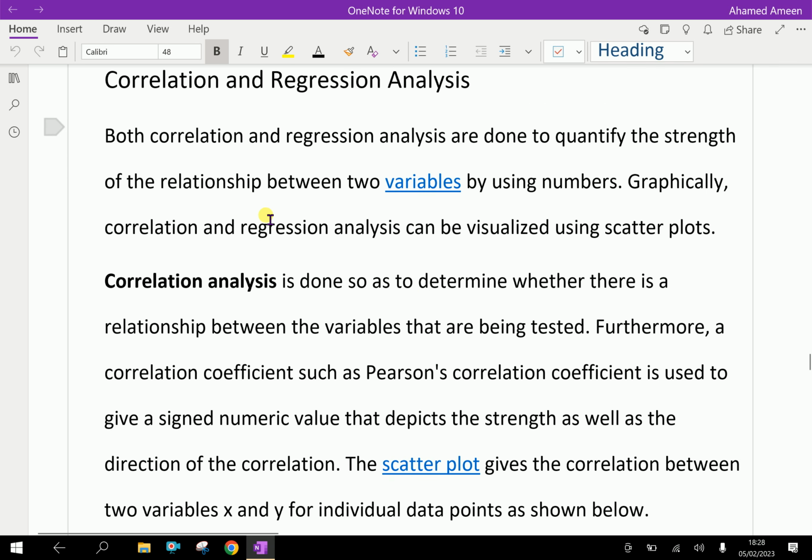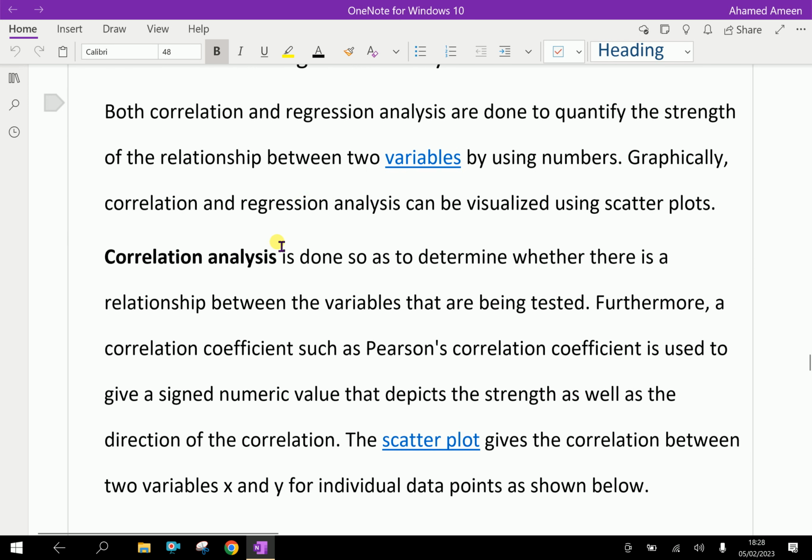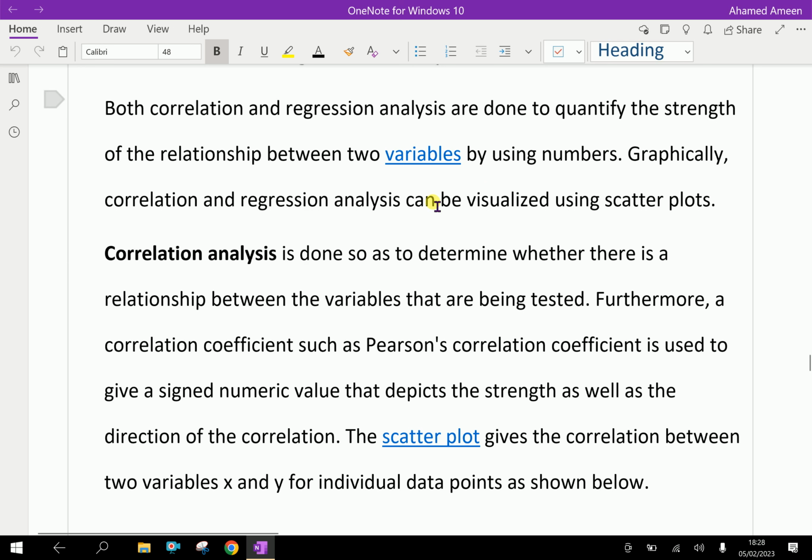Correlation and regression analysis. Both are done to quantify the strength of the relationship between two variables by using numbers and graphs. Graphically, correlation and regression analysis can be visualized using scatter plots. That means the given quantities are plotted in a graph as dots. Each point represents some relationship between two values. Collectively, these points are called a scatter plot.